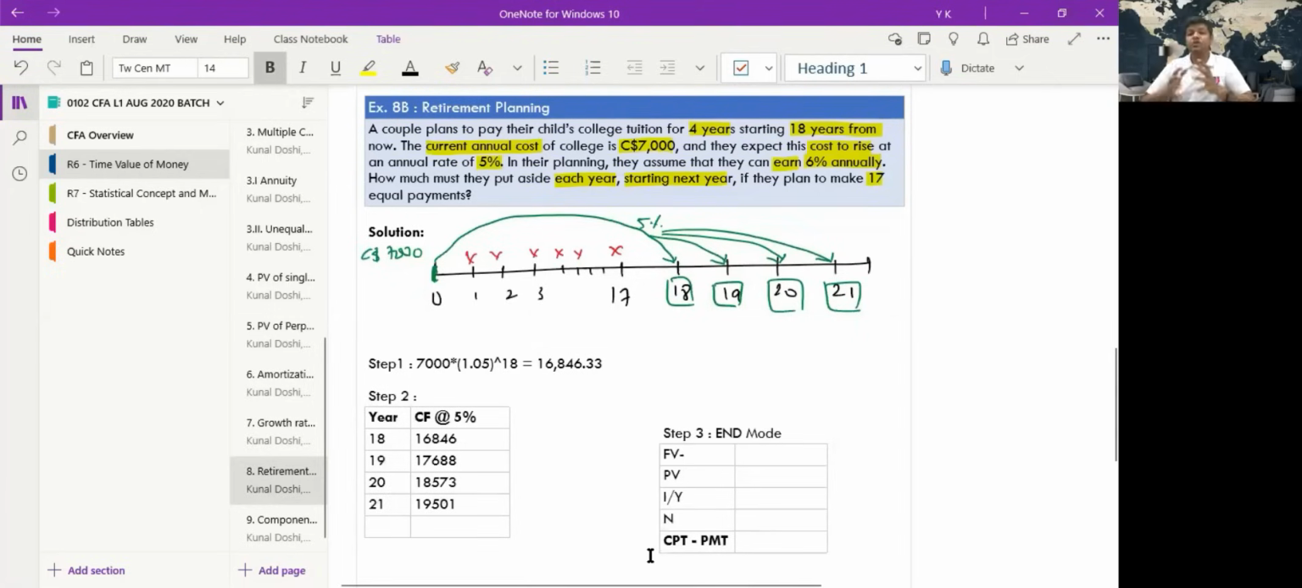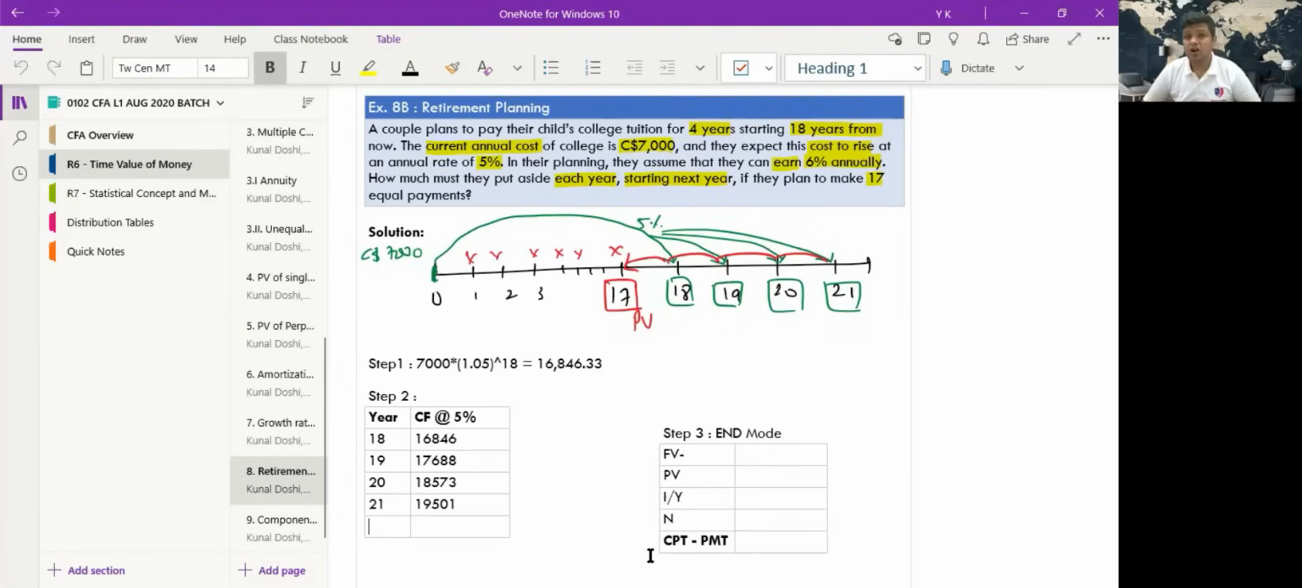Now, I need to find the present value of all this money. Where will the present value be at? If I calculate the present value of all this money, where will it be? End of 17. Very good. It will be a year back. So it will be at the end of the 17th year, right?